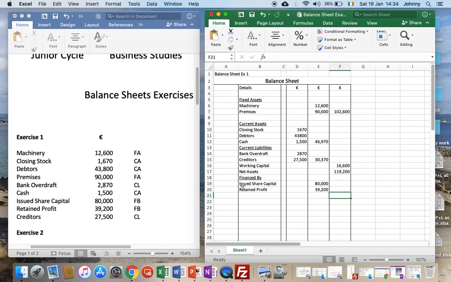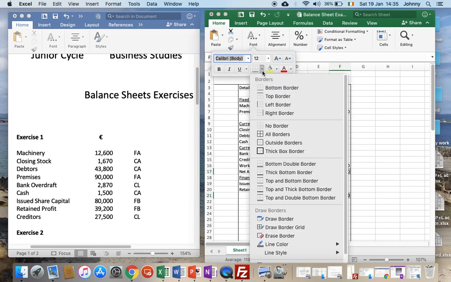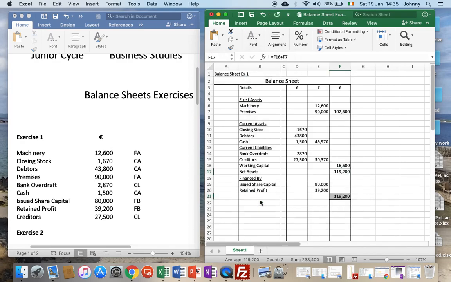So financed, so how we paid for the business. We paid for it by putting in 80 grand initially and saving 39 grand worth of profit this year. And if you've done the question right, these two numbers should be the same. So I'm just going to total this by having a single line on the top and a double underneath. If you've done it right, these two will be the same. So this is what the business is worth, and this is how we paid for it.